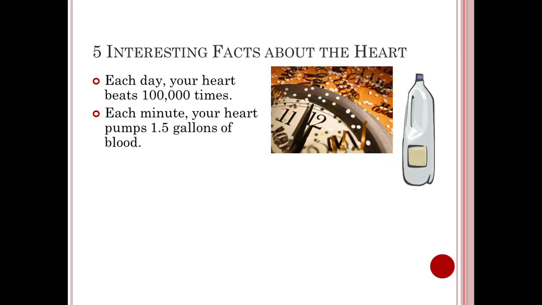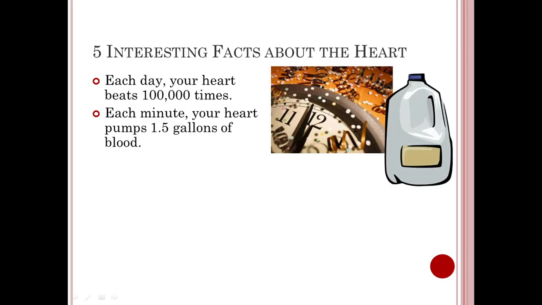Second, each minute your heart pumps 1.5 gallons of blood. This can you all have seen; this can is measuring 1.5 gallons. If anyone wants to convert this, you just have to multiply 1.5 by the number 3.785. You get the answer 5.678 liters. So you can say each minute our heart is pumping 5.6 liters of blood.